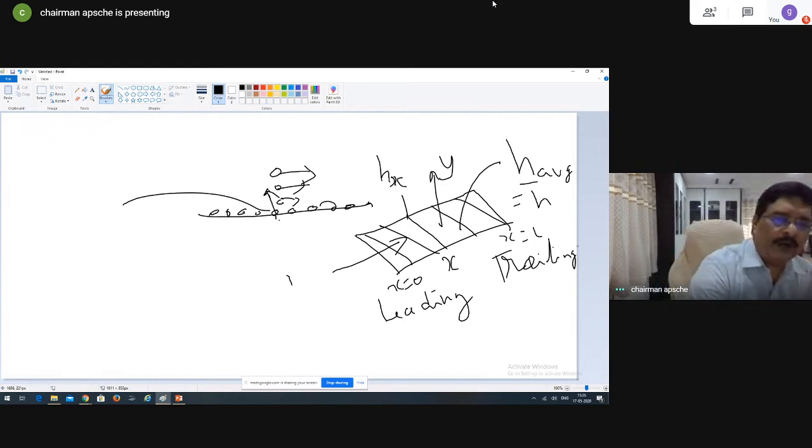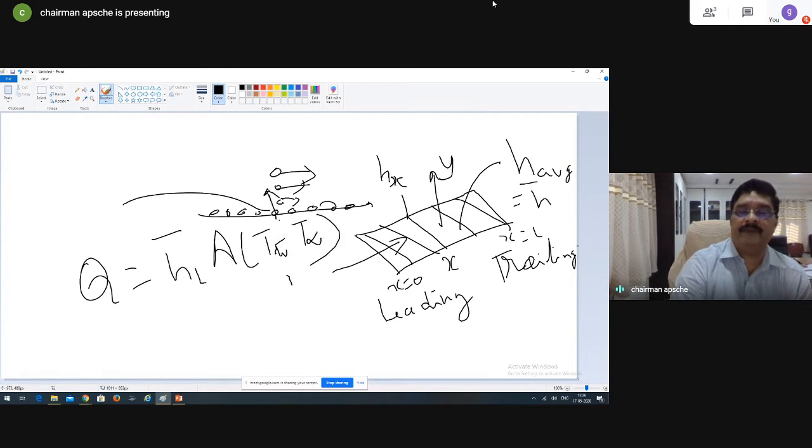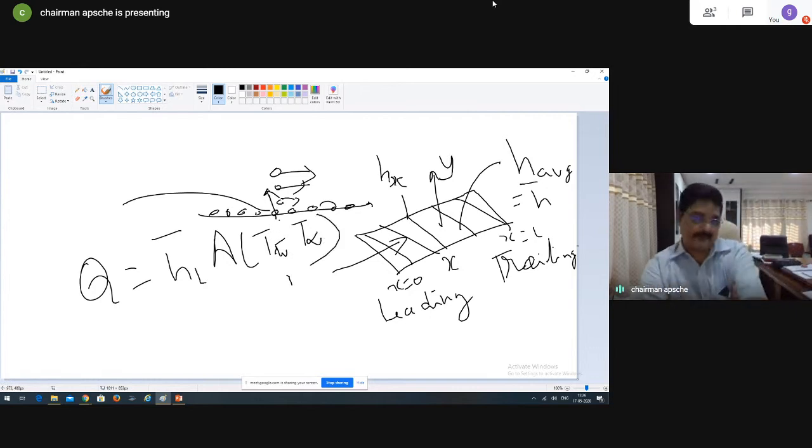Now, if you want to calculate the heat transfer happening over the entire plate, you should take h average, times L into A, into (T_w minus T infinity), where T_w stands for the wall temperature and T infinity is that of the fluid. And h average, as I just said, is the average over the entire length of the plate.